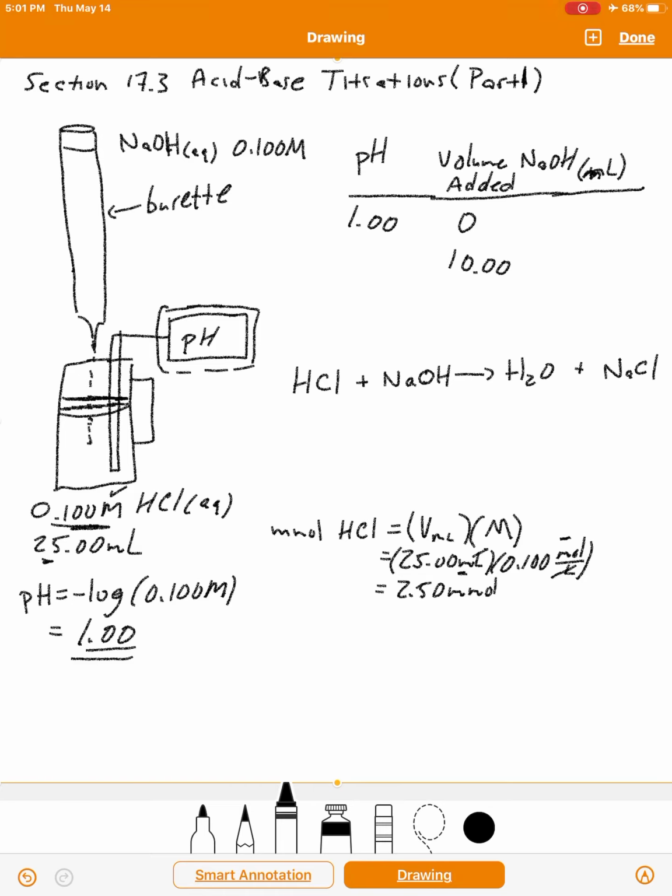So I'm going to write that down up here. I'm going to write this as 2.5 millimoles. And then I'm going to do the same thing with the sodium hydroxide. Millimoles NaOH. So that would be the volume in milliliters. Now we've added 10 milliliters of NaOH. So 10 milliliters. And its molarity is up here, 0.100 again. And 10 times 0.1 is 1, so you get 1 millimole. Okay?